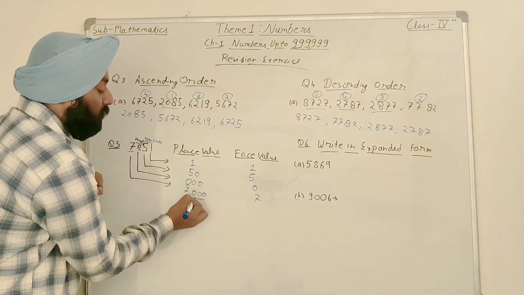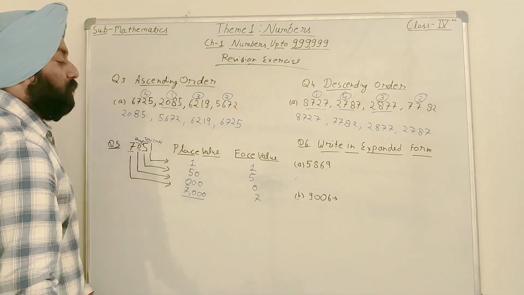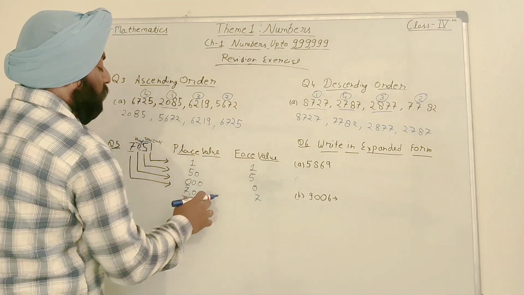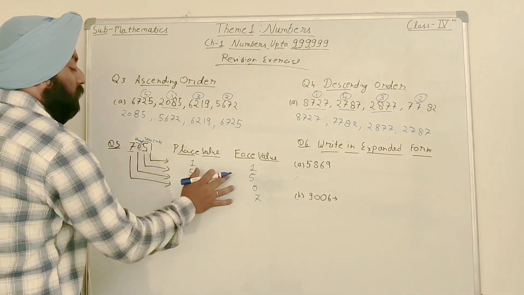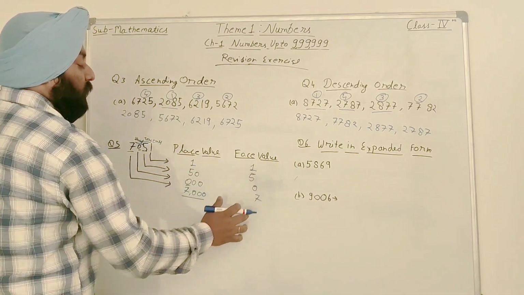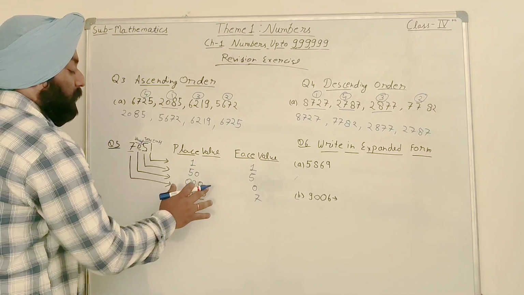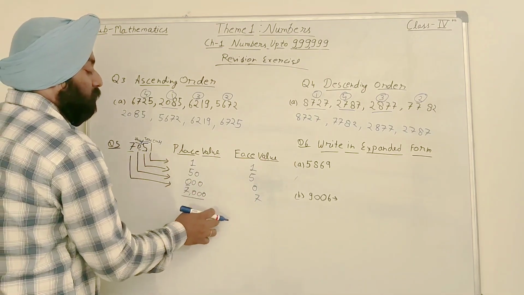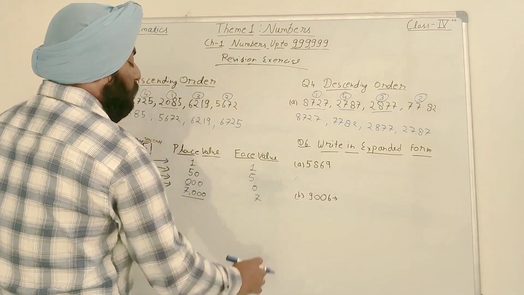So place value of 1 is 1 and face value is 1. Place value of 5 is 50 and face value is 5. 0 place value is 0 and face value is 0. Place value of 7 is 7000 and face value is 7 only. Write in expanded form. Our next question.